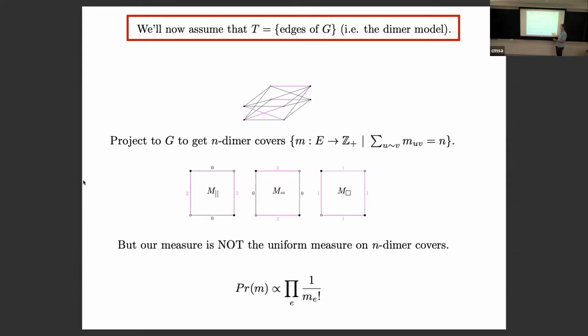However, our measure is not the same as a uniform measure on these configurations. It's the uniform measure on the dimer covers of the upstairs graph, but when you project, you don't get the uniform measure. You get a measure which is proportional to 1 over the product of the edge multiplicities.